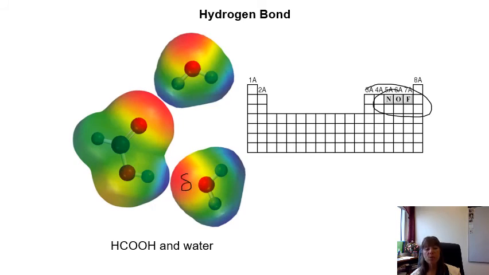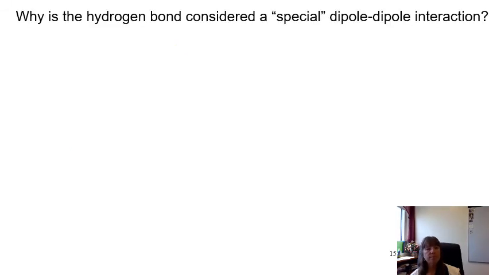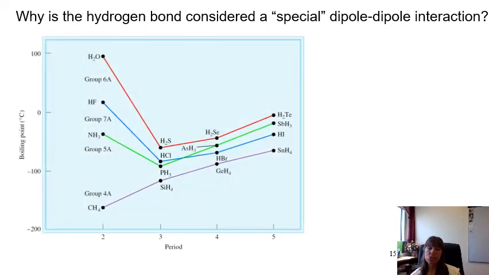So you see you have a partial negative charge here on a water molecule. This guy's called formic acid. And formic acid, these are an O, this is an H, and then this is an H. Here you have partial negative and partial positive. And then you also have lone pairs on that water molecule. So you would get a hydrogen bond in between those two. Now the hydrogen bond is a special dipole-dipole because it is so strong.